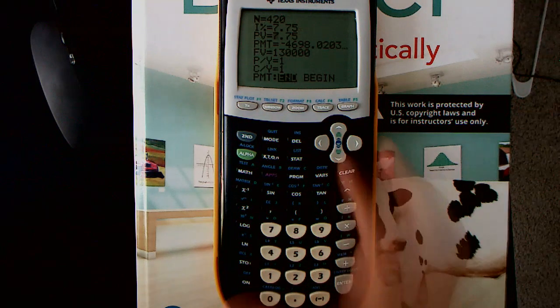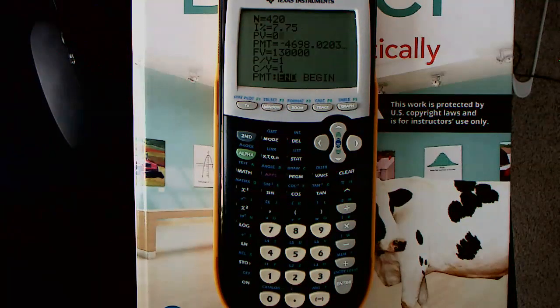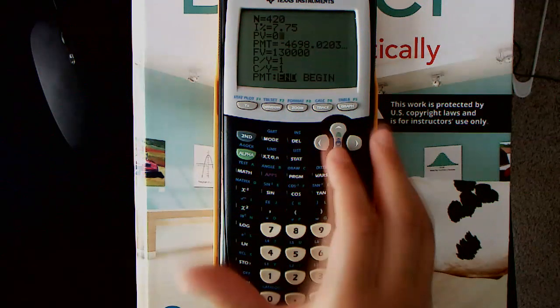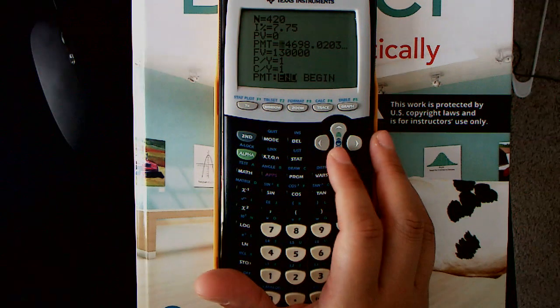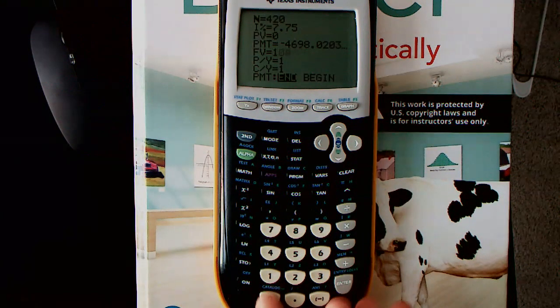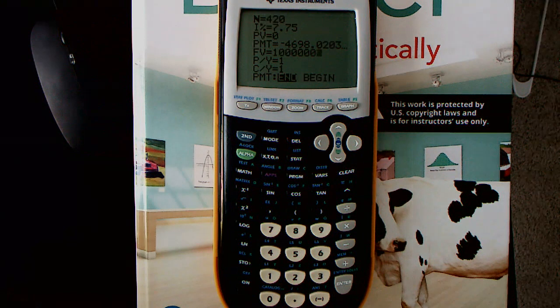Again, present value. Present value for annuity always zero. Yeah, you should write it down and repeat it. Present value of an ordinary annuity is always zero. Why? Because there's nothing there at the very beginning until your first payment, which is made at the end of the first month. Payment is something we are going to solve for, so skip it. Future value, 1 million, 1, 2, 3, 6 zeros.